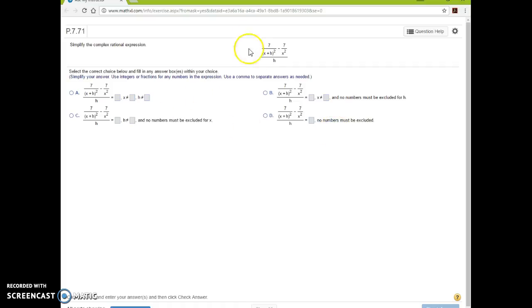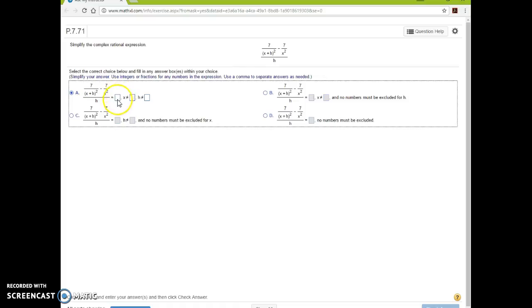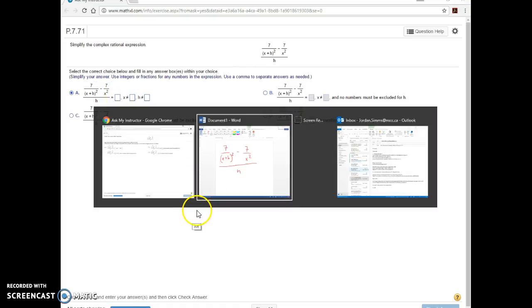All three of those pretty much are wrong, right? Because we have x and h in the denominator. So we have to list those exclusions. It's kind of a weird thing there, but anyway, A is our only option. Now we just have to figure out what's going on.